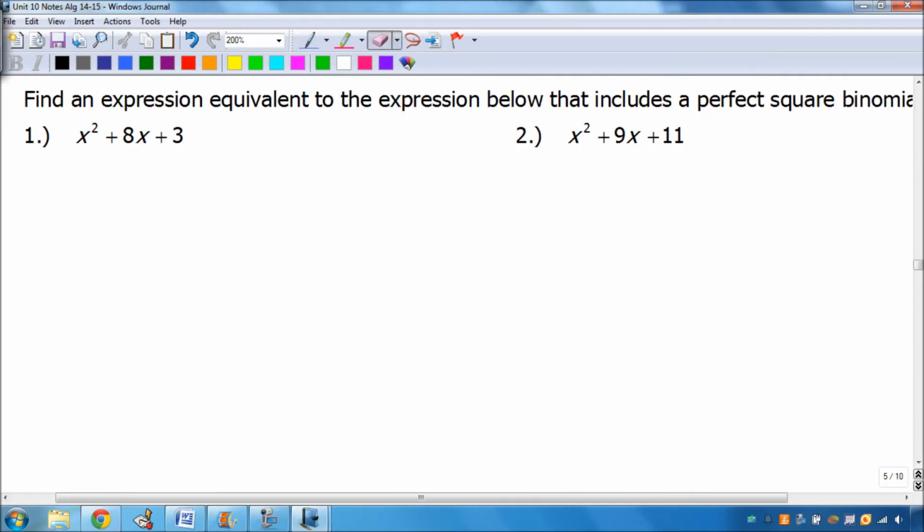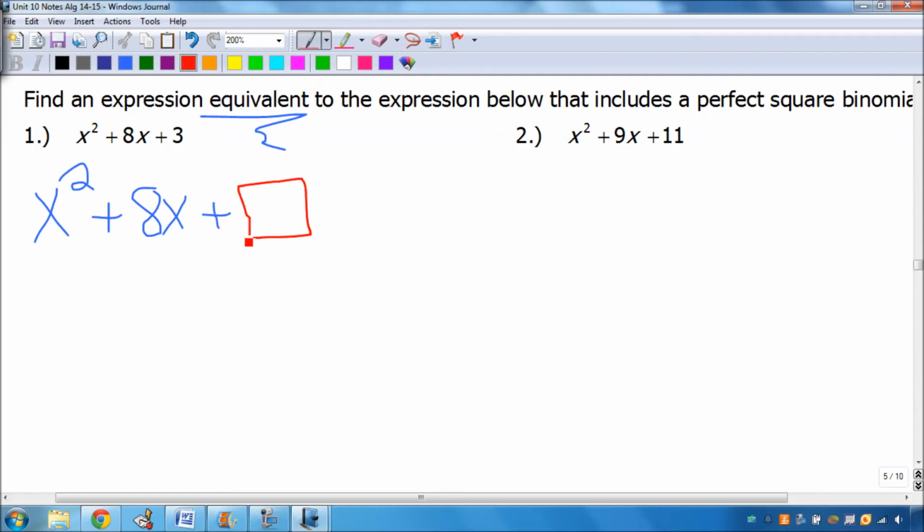Okay? All right. Let's read the directions for the bottom 2 questions. Find an expression equivalent to the expression below that includes a perfect square binomial. So if it's equivalent, it means that they're going to say the same thing, even though they might look a little bit different. So what I'm going to do is copy down the ax squared plus bx terms, and then I have to leave an empty spot because I want to complete the square. That's what this lesson is about. What number do I add on that will complete the square? So what is this value right here? But then I copy the rest of the problem down because I'm not allowed to change it, all right?